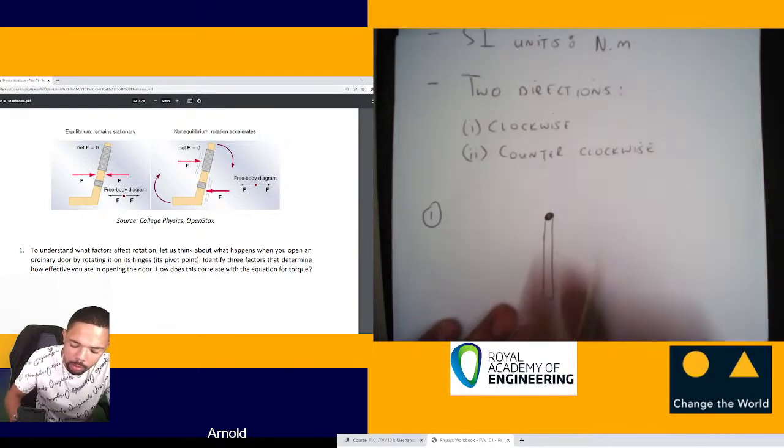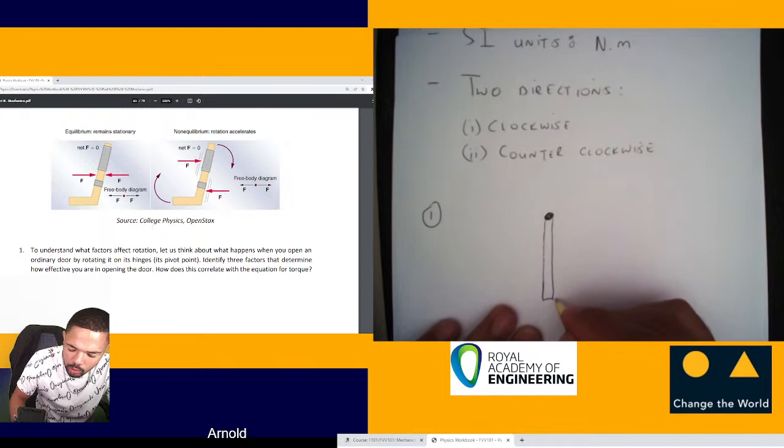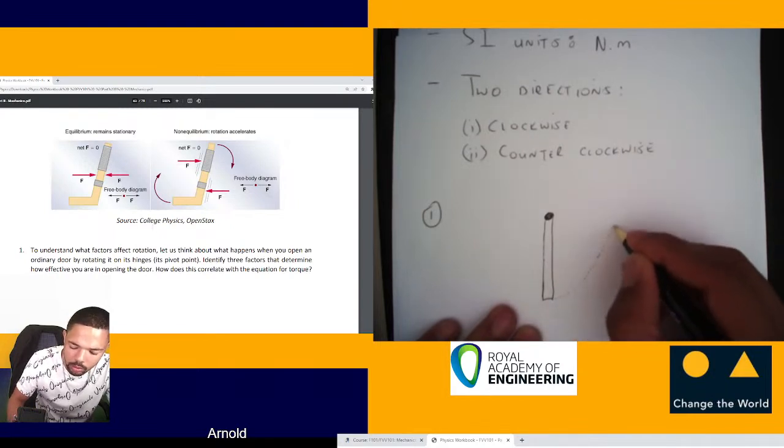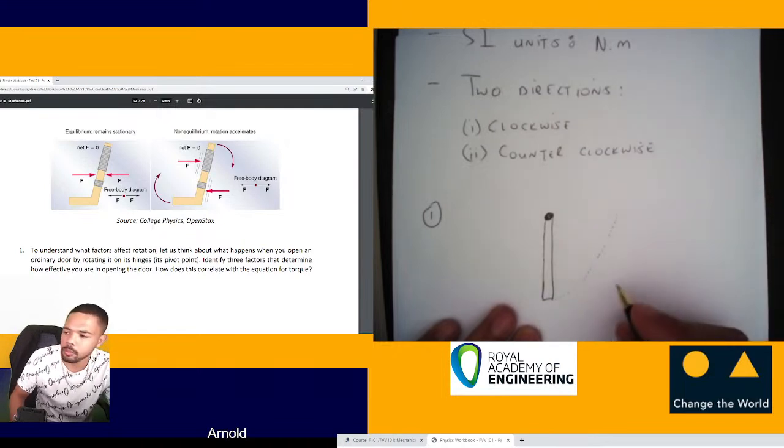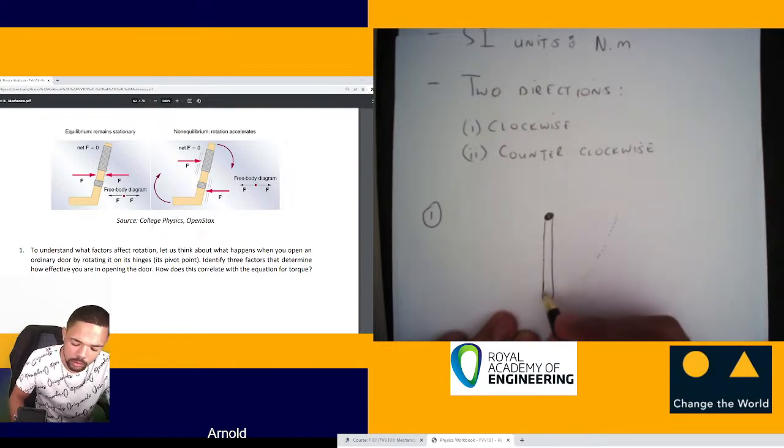We're looking at it from above, okay? And the door swings open that way, okay? Door swings open that way. So you open the door here. Now, what factors affect the rotation?